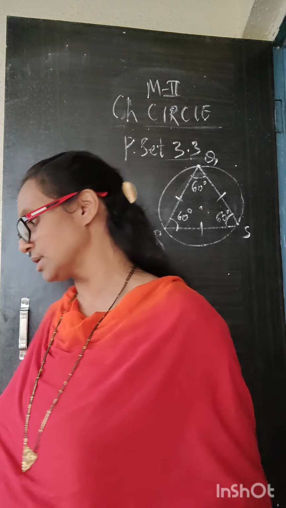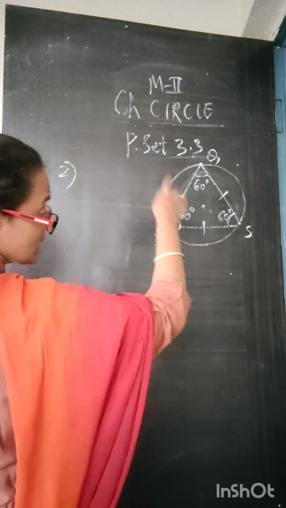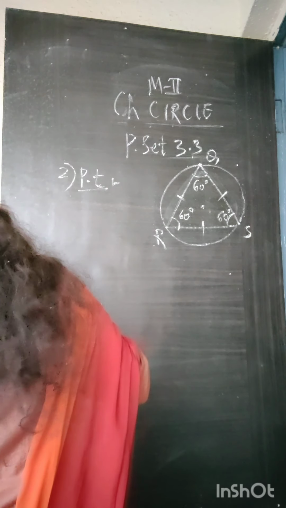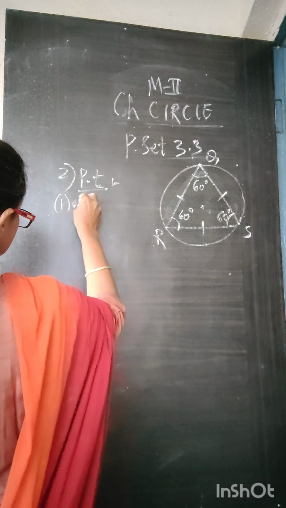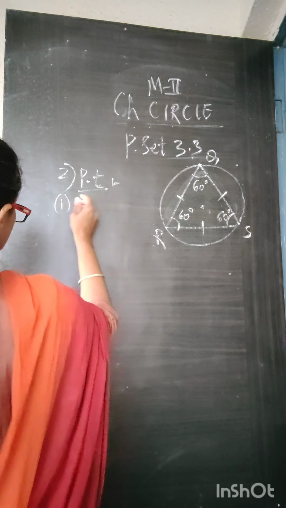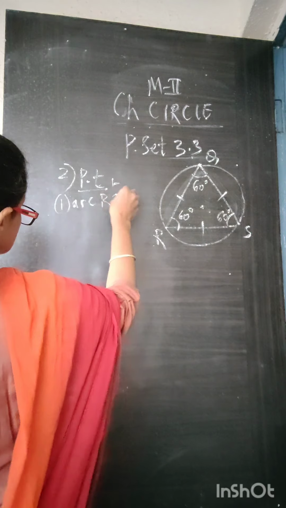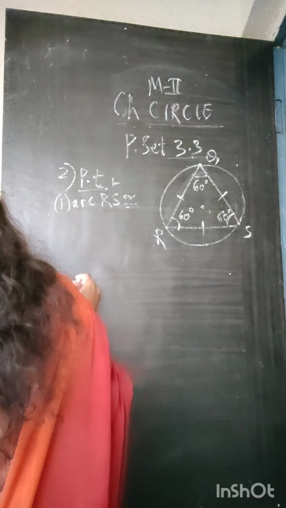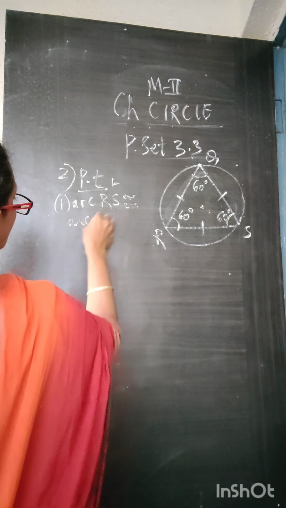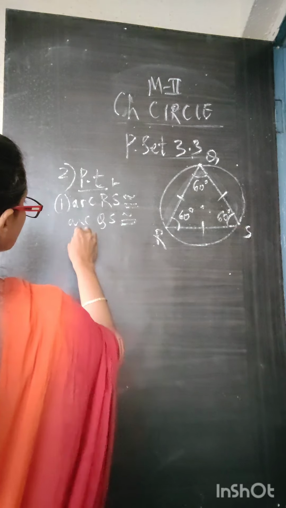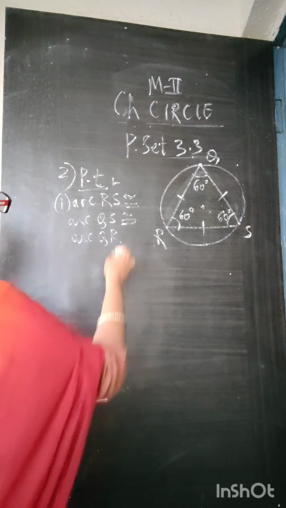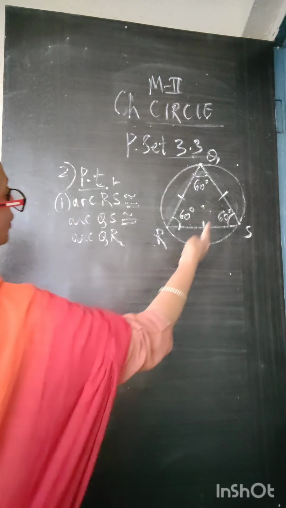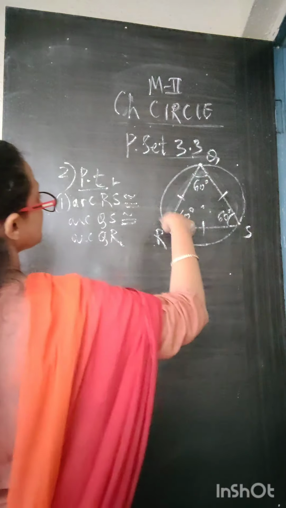Now, this is the information provided to us, so we show it in the figure. Now what we have to prove here is, first, arc RS. Arc RS is congruent to arc QS and arc QR. Arc QS is further congruent to arc QR. Just see where these arcs are.